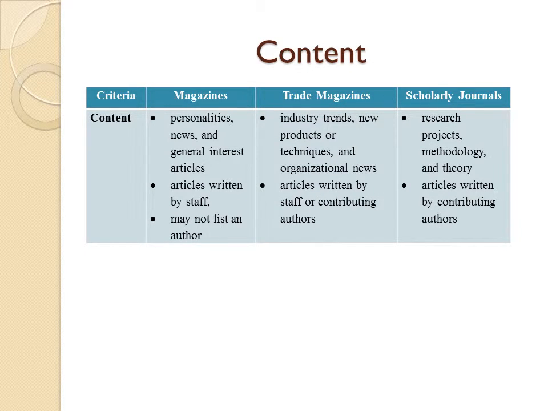The third area that you should look at is the content of the magazine or journal. What kind of content does it include? And this includes things like who wrote the articles. Think about whether or not the article is written by a staff writer or an expert in the field. Are the articles of general interest, meant to be read by anybody, or do they focus on research projects and theory?